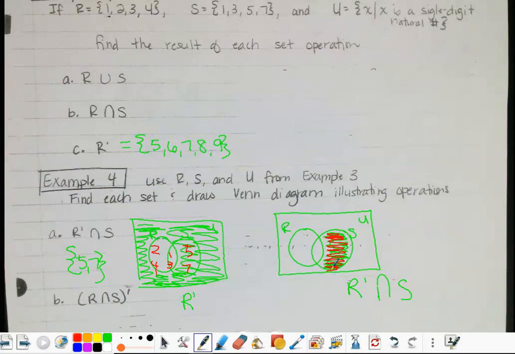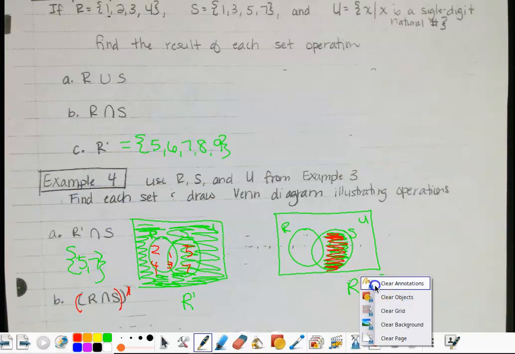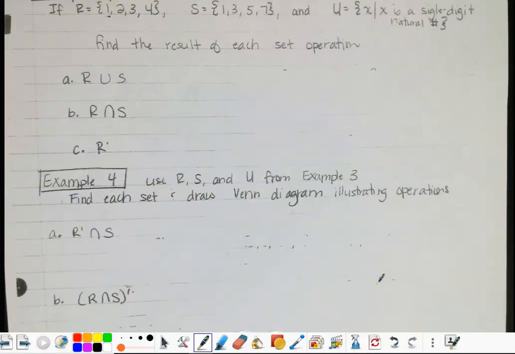Okay, fantastic. All right, so now let's look at B, which is, notice the parentheses are inside the complement. So we need to find the R intersection S and then the complement of that. Wouldn't it be everything except for 1 and 3? Yes. So let's break that down as well. So when we look at this, what is R intersection S? 1 and 3. Okay, so R intersection S is the set 1 and 3.